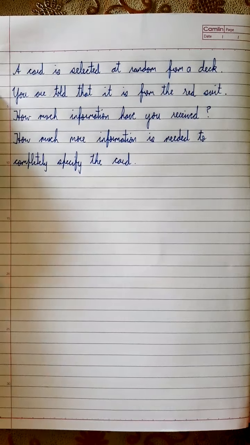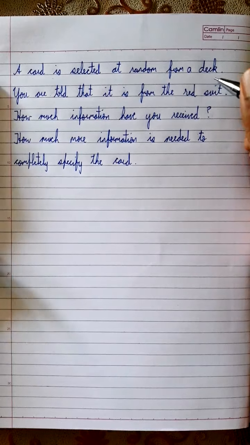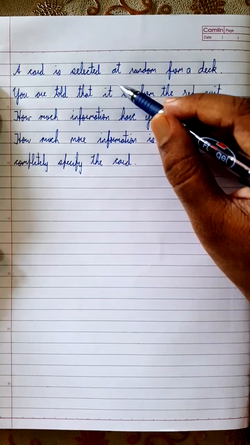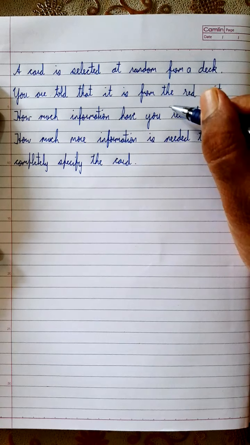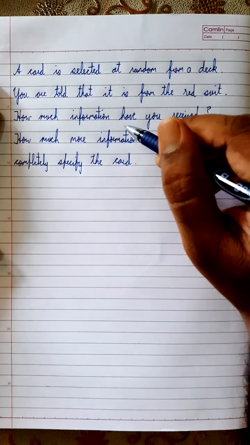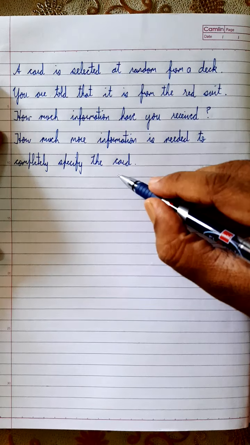Do a problem based on the concept of information. Okay, so here the question is, a card is selected at random from a deck. You are told that it is from the red suit. How much information have you received? How much more information is needed to completely specify the card?